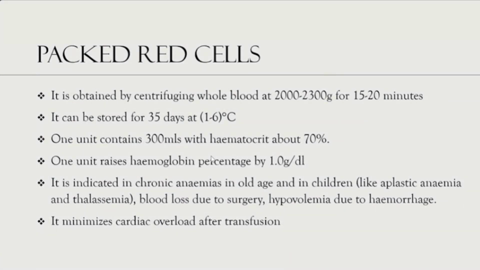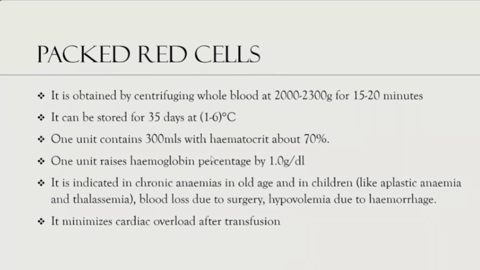So we got packed red cells. These packed red cells are obtained by centrifuging whole blood, and we centrifuge this whole blood at 2000 to 2300 grams for 15 to 20 minutes. After centrifuging, that's where we separate the layers of this blood. We get the red cells packed down, then the buffy coat, then the plasma, and the platelets on top. So it can be stored for 35 days at a temperature of 1 to 6 degrees Celsius.